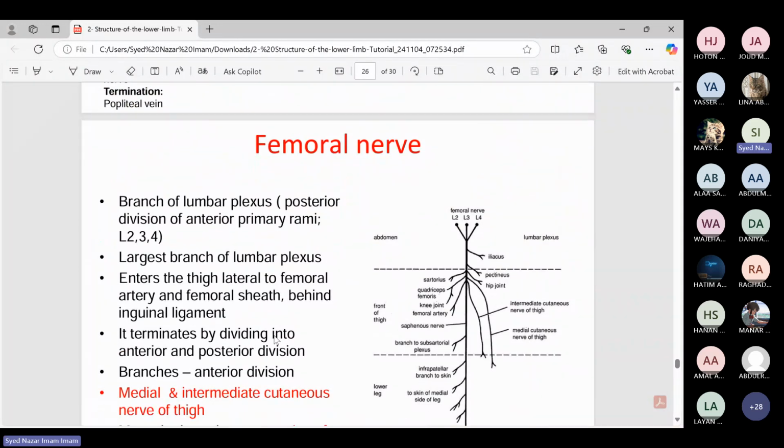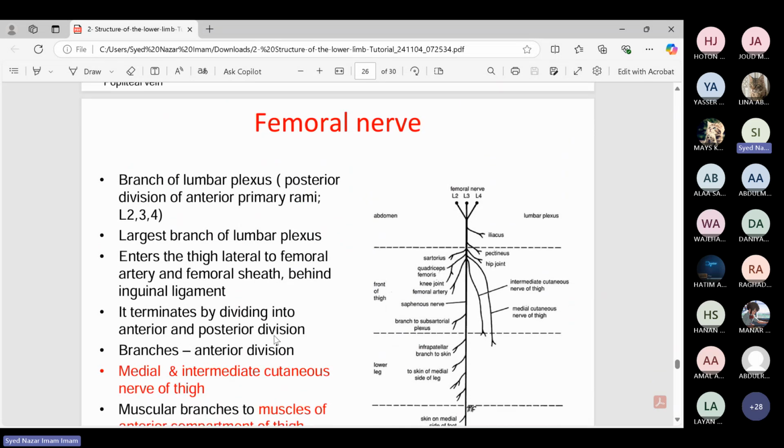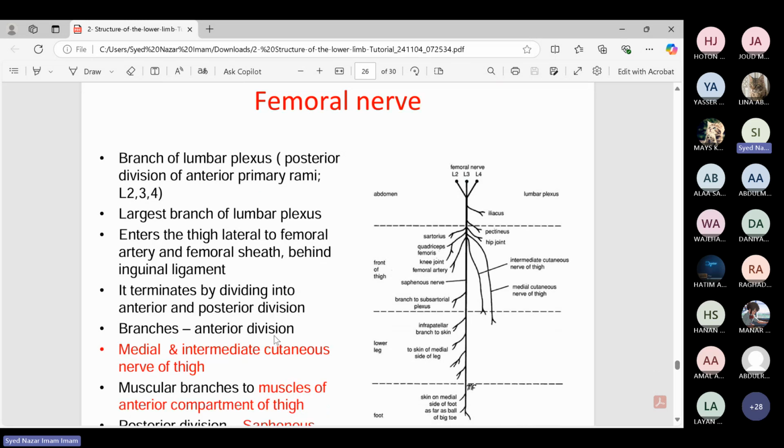Then we have three nerves in the lower limb. You have already seen these nerves. These are the femoral nerve, which is in the anterior compartment, the obturator nerve, and the sciatic nerve. The femoral nerve is a branch of the lumbar plexus, and this is their root value: anterior primary rami of L2, L3, L4. This is one of the largest branches of the lumbar plexus.